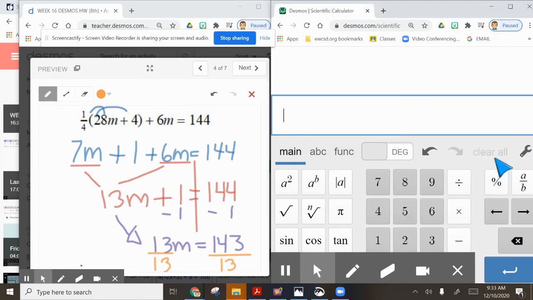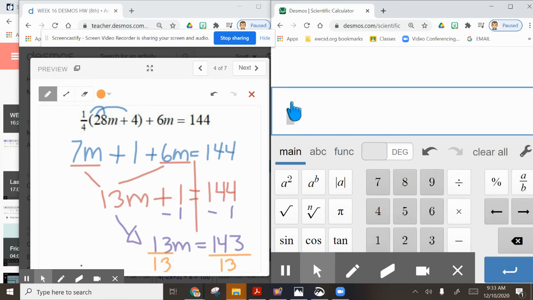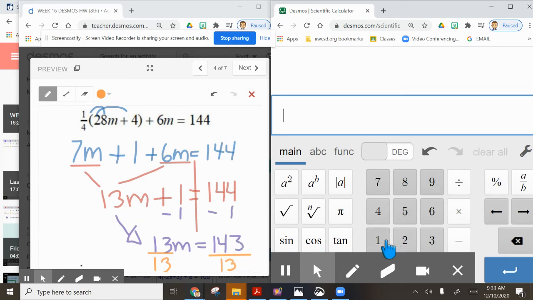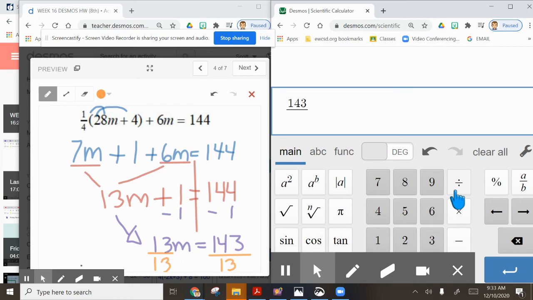So you could do it a couple different ways. It is division. So when you type in the calculator, or you could actually even make the fraction. If you made the fraction here, 143 and 13, look what you get. Or even if you wrote 143, divide, see the division sign? Look what it does. Divided by 13. That fraction bar actually means division. So m equals 11.